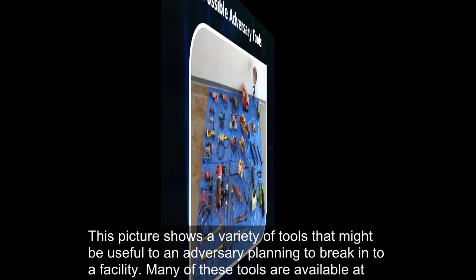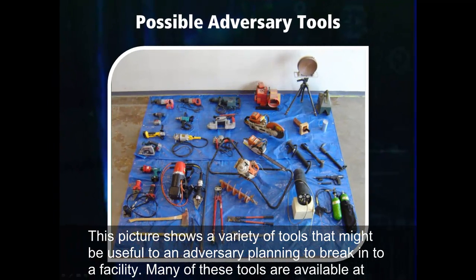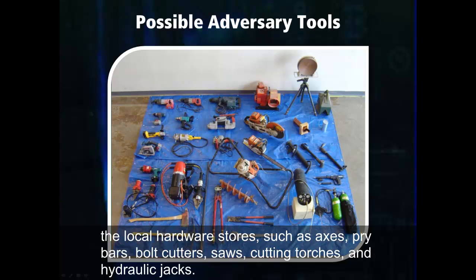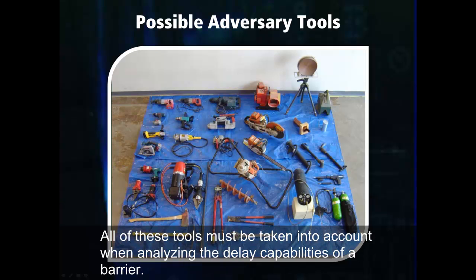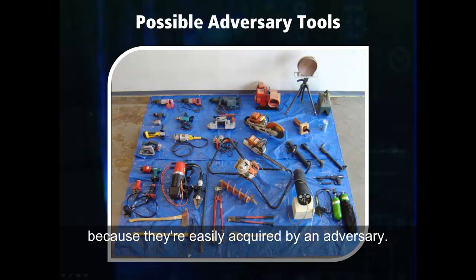This picture shows a variety of tools that might be useful to an adversary planning to break into a facility. Many of these tools are available at typical hardware stores, such as axes, pry bars, bolt cutters, saws, cutting torches, and hydraulic jacks. All of these tools must be taken into account when analyzing the delay capabilities of a barrier because they are easily acquired by an adversary.